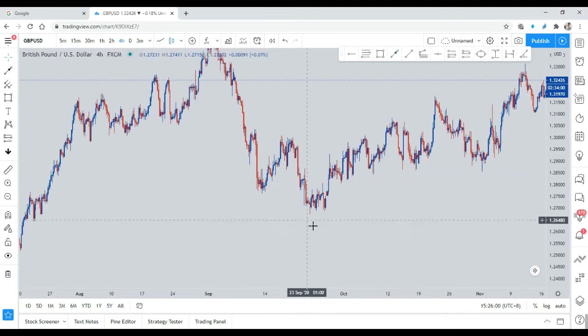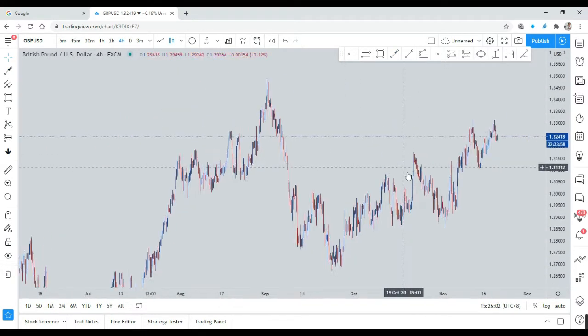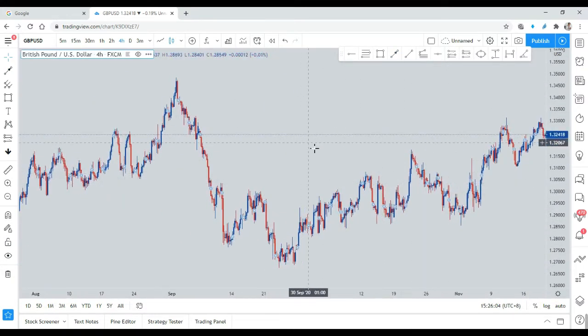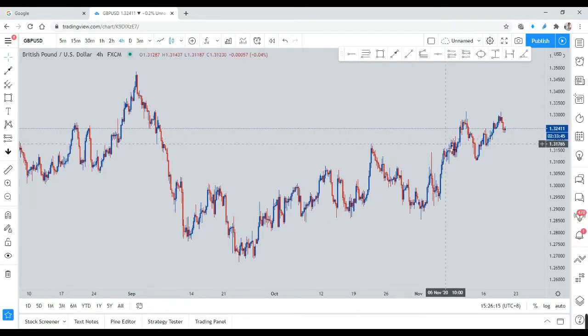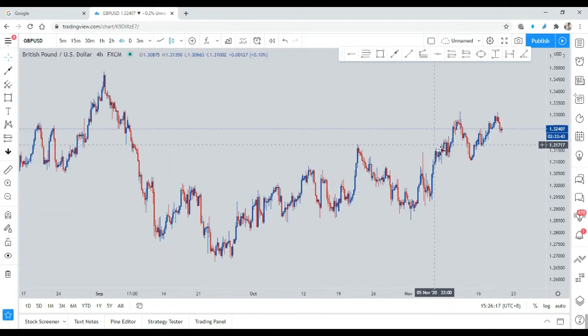Okay, let's clear everything. And what we can see over here is a QML late retest, because the left shoulder and the right shoulder, I don't know where it is, will be very far away. Okay, so let me tell you how I'm going to approach this trade.